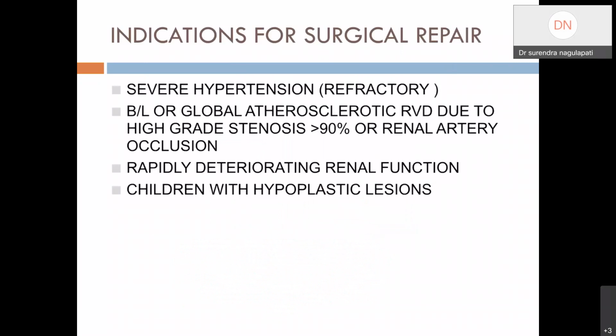Coming to the indications for surgical repair: severe refractory hypertension, that is uncontrollable hypertension even after 3 to 4 antihypertensive medicines; bilateral or global atherosclerotic renovascular disease due to high-grade stenosis, that is more than 90%, or renal artery occlusion; severe hypertension with rapidly deteriorating renal function; and children with hypoplastic lesions.